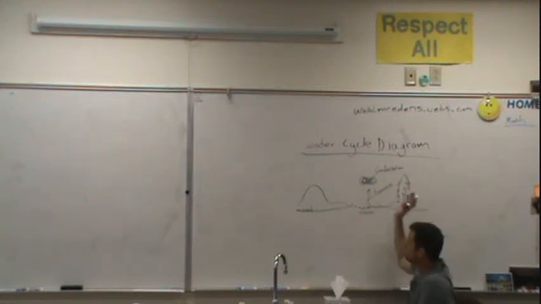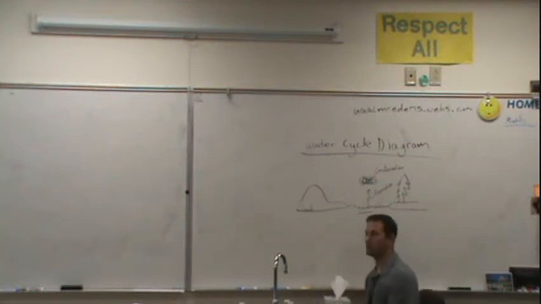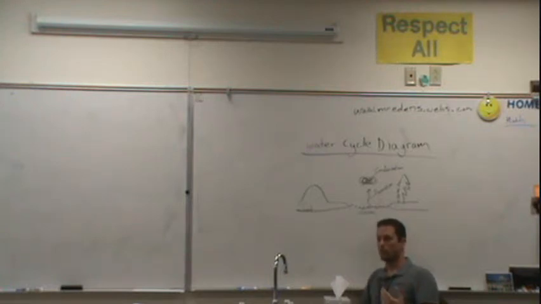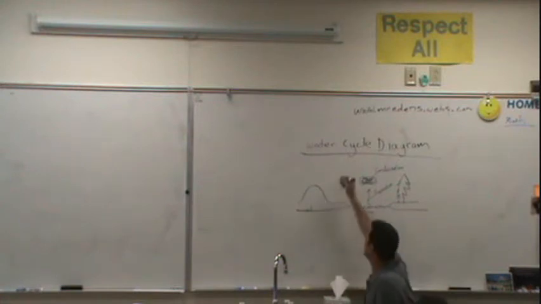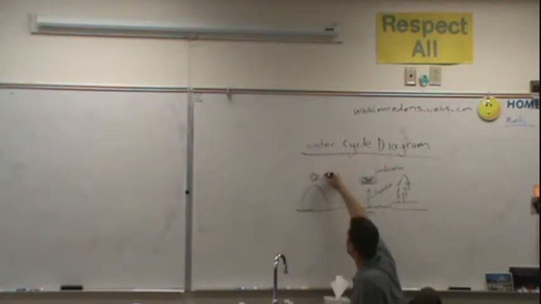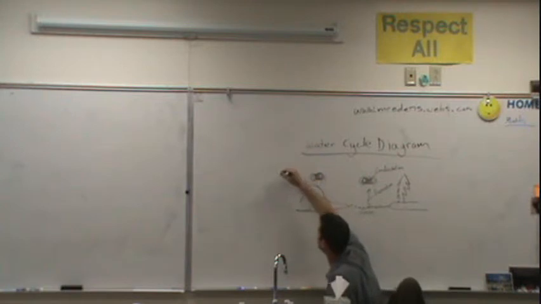The clouds move along, and when they reach an area where they need to get to a higher altitude, or they picked up a lot of moisture and they're too heavy, it'll rain, snow, hail, or a combination of that. All right, that's precipitation.